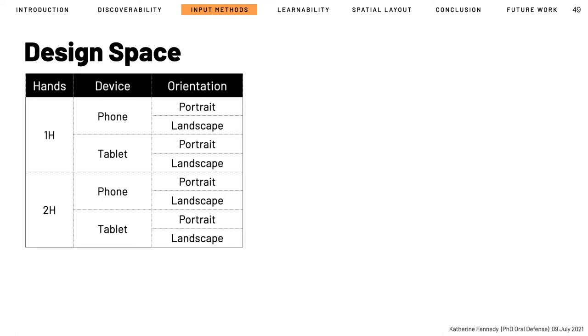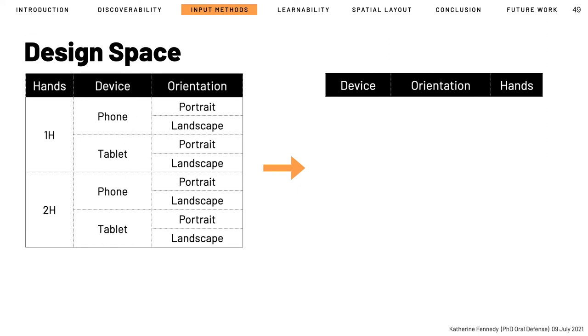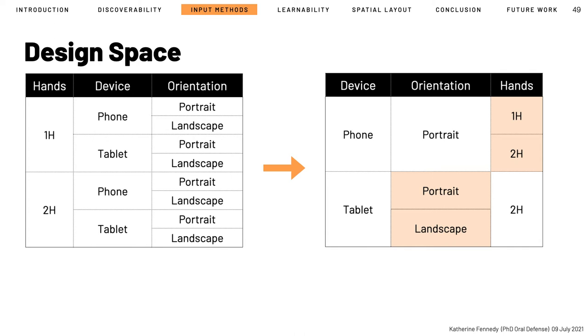Using the same design space as in the previous study, we prioritized some factors depending on the device used, to keep the study within a manageable time frame. For phone, we deemed handedness as more important than the orientation of the device because landscape mode is not being extensively used on phones. For tablet, since supporting it with just one hand can result in fatigue, we set the tablet condition to two hands while varying the orientation factor.